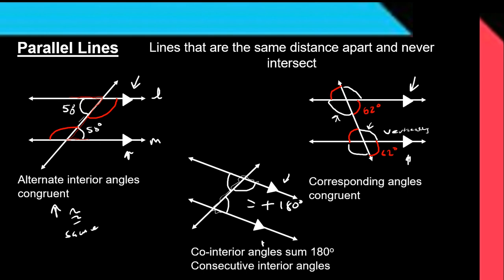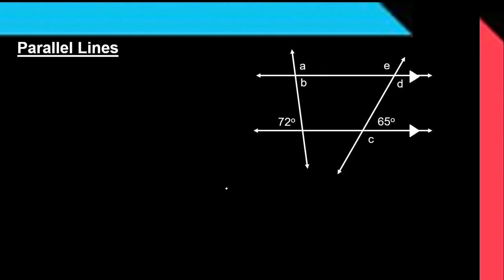And we have another pair on the opposite side. If I add them two together, they create 180 degrees. We can use a lot of other rules, vertical angles, angles on straight lines, doesn't matter, but these are just some of the rules we can use with parallel lines. So let's go and have a look at a question.